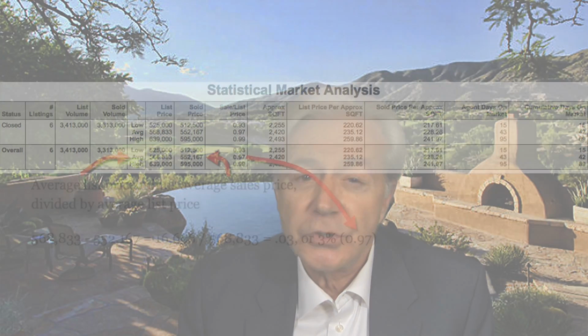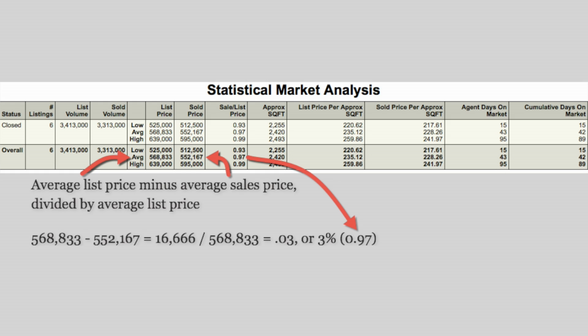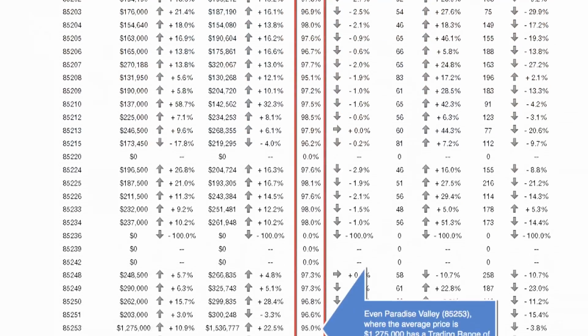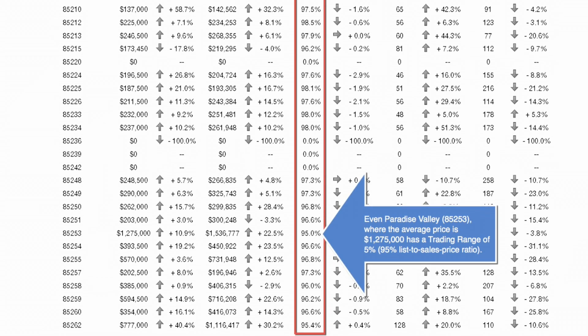This is easy to prove, by the way. Just look at any CMA you do in the MLS and you see the list to sales price ratio or trading range. In this example of a Flex MLS CMA, we see the math is really done for you with the average 97% average list to sales price gives us our 3% trading range in this example. Even more broadly, when you look at entire zip codes, we see the same phenomenon. Notice how even in Paradise Valley, zip code 85253, where the average sales price is over 1.2 million, we still have a trading range of 5%.